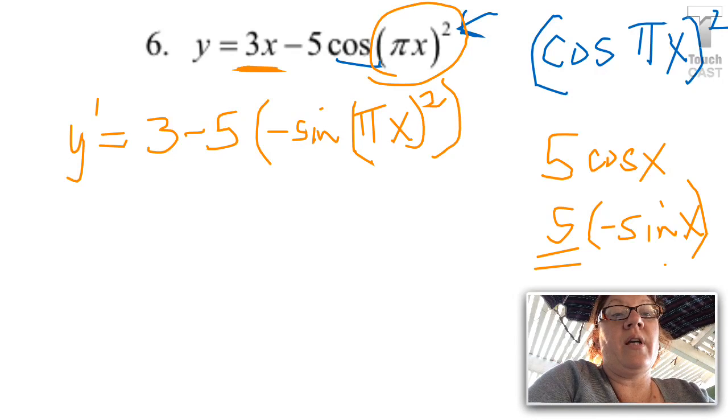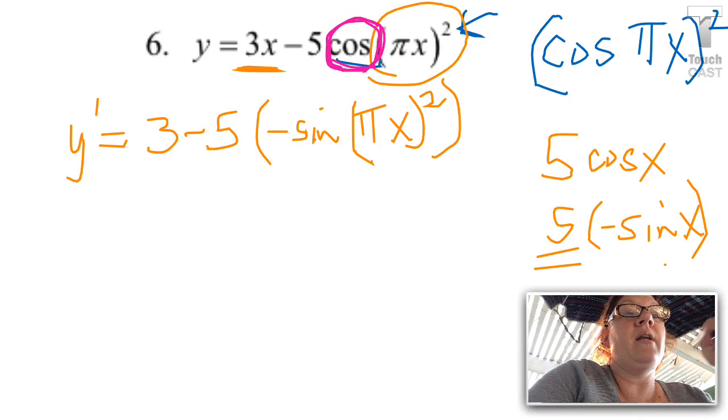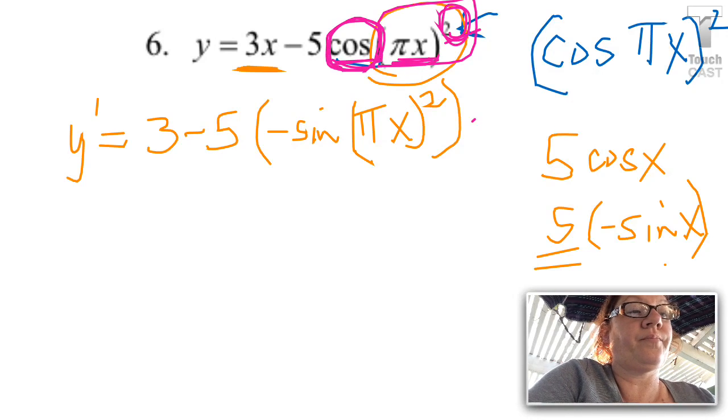So I was really working with just the outer shell coating on my M&M first. And now I have to work on the chocolate. Now the chocolate is really the squared. That's the next thing that's around this. Consider this the peanut. So first I took care of the outer shell, now I'm going to take care of the chocolate. So the chocolate, I need to take this and power it down.